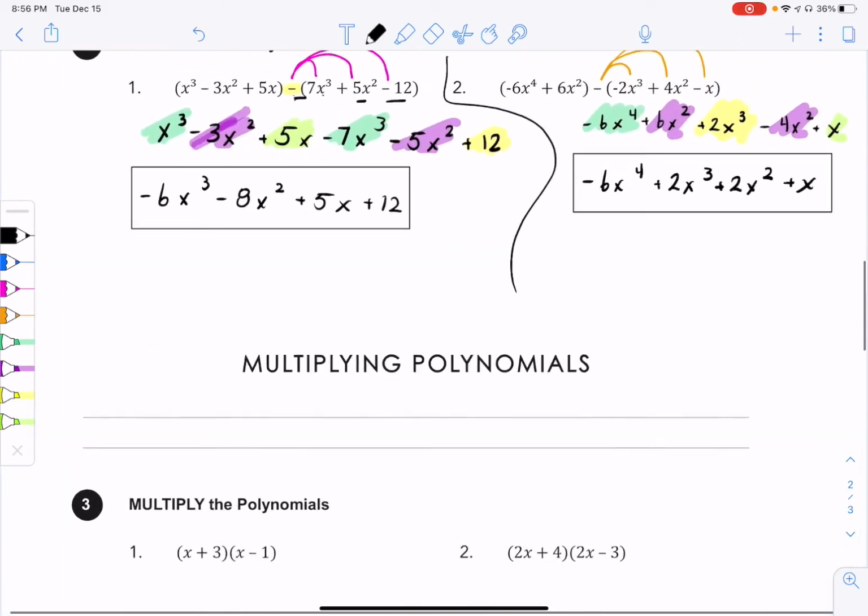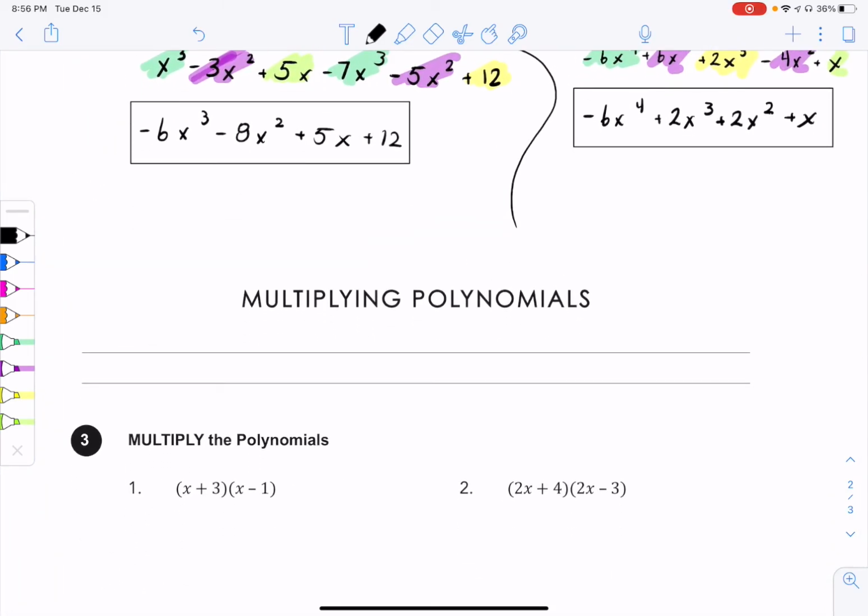And the last set of this note sheet is multiplying polynomials. Multiplying polynomials requires the use of the distributive property.